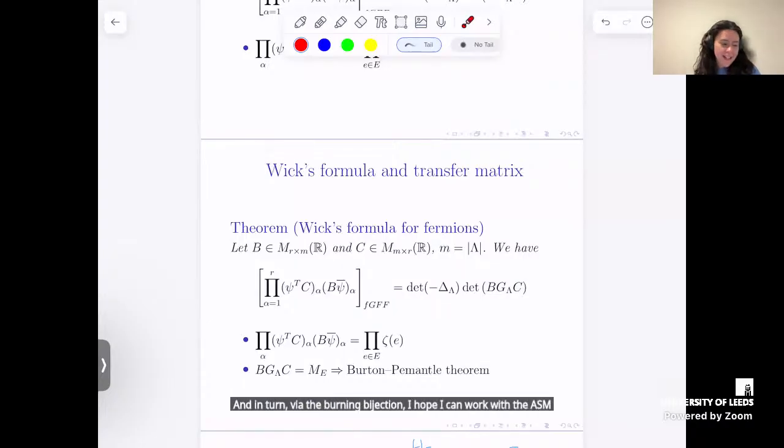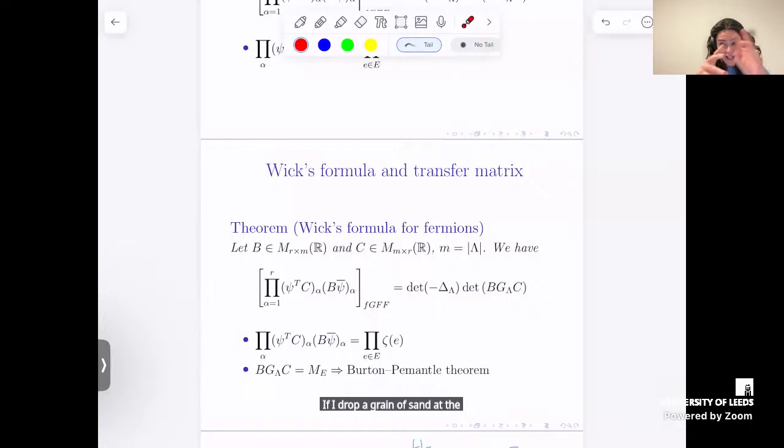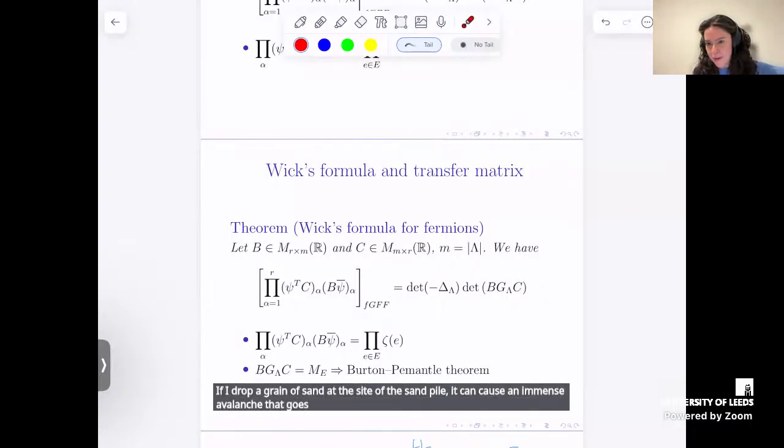So one thing that's important to mention probably is that, I mean, it's kind of clear, but better to stress it. The ASM and the UST are very non-local models, right? They have very long range dependence, as Wioletta was talking about before. If I drop a grain of sand at the site of the sand pile, it can cause an immense avalanche that goes very far from where I am, right?